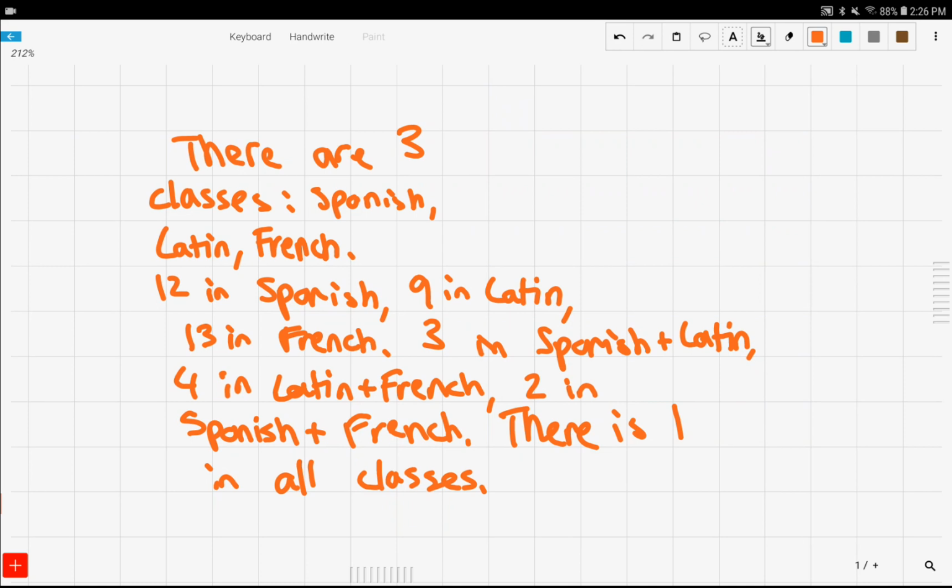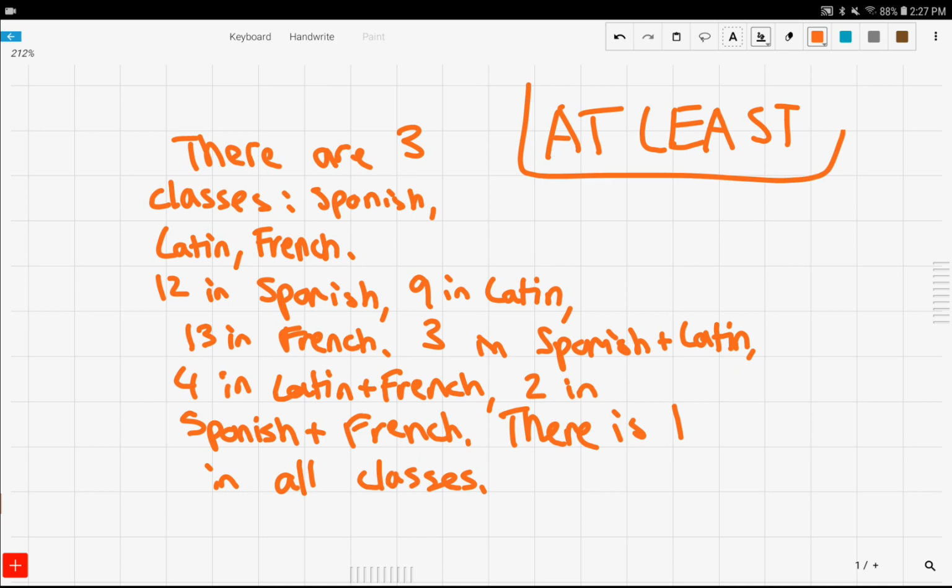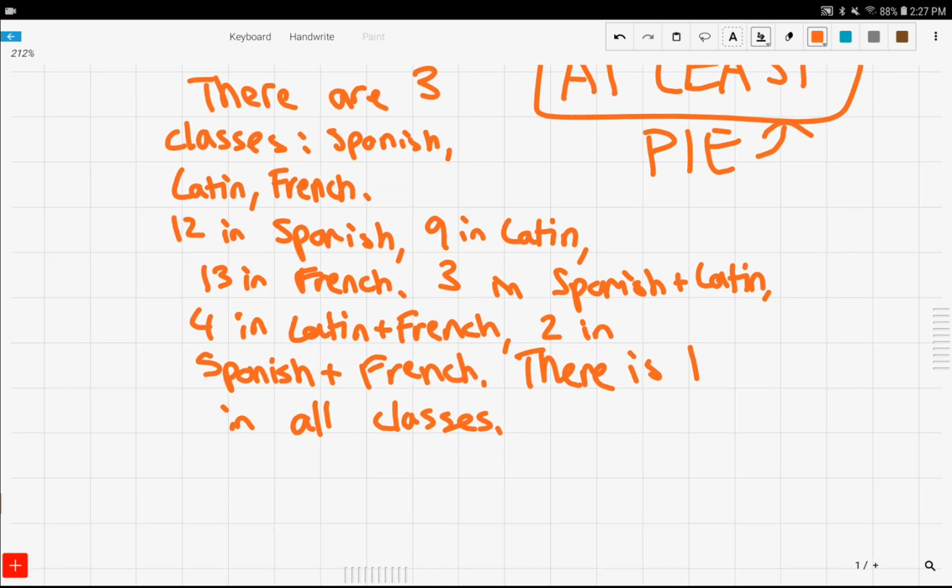So this problem asks for us again to find how many are in at least one of the classes. And generally when you see "at least," it's probably a good idea, if it's a counting problem, to use PIE. But anyways, back to our problem, we want to find first how many are in one class. So 12 plus 9 plus 13. For now, this is what we have.